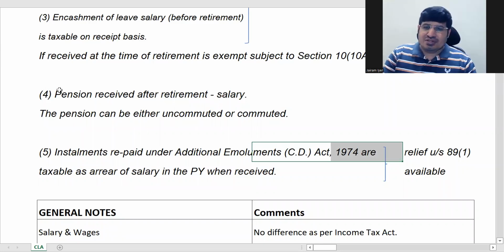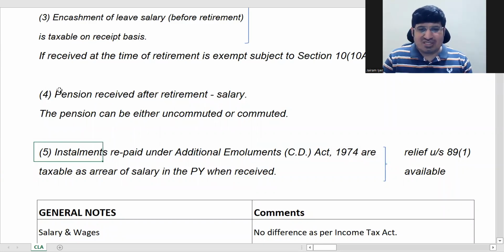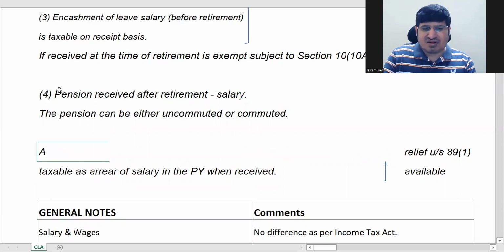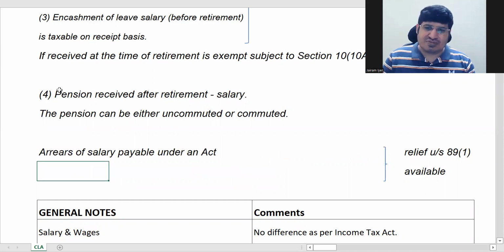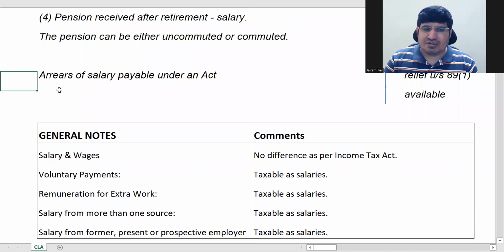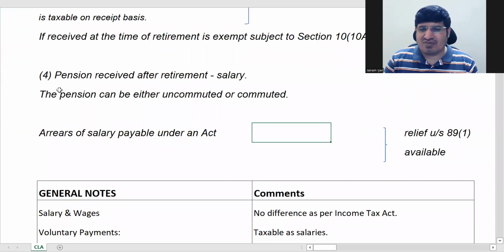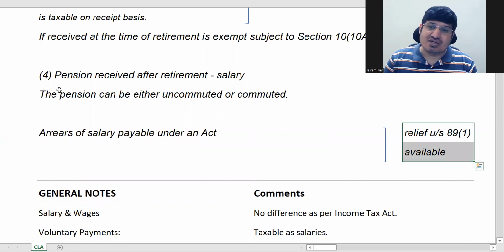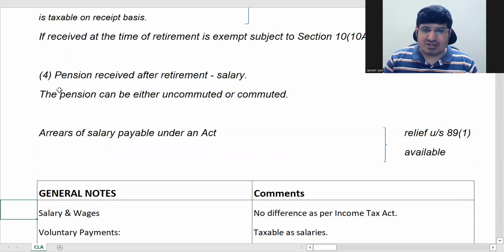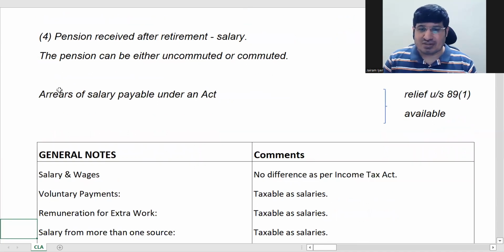So what is this? This fifth point is also about arrears of salary only, arrears of salary payable under a special act. That is what this is, nothing else. And here also, for anything arrears or advance you get, relief will be available if you are not enjoying any exemption. You will never get both together.